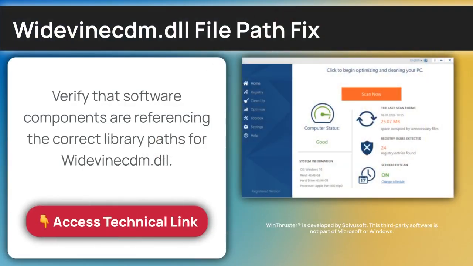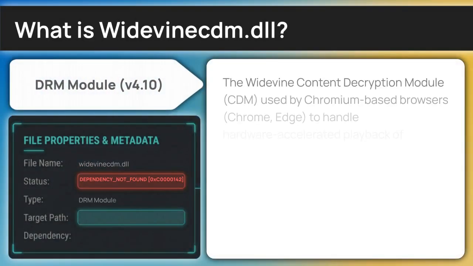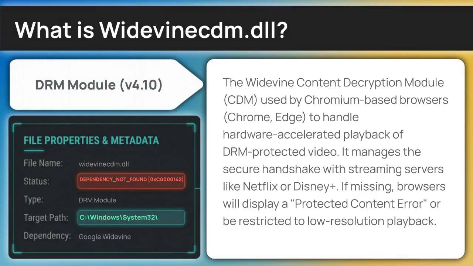This is the Widevine Content Decryption Module. The Widevine Content Decryption Module, CDM, is used by Chromium-based browsers, Chrome and Edge, to handle hardware-accelerated playback of DRM-protected video. It manages the secure handshake with streaming servers like Netflix or Disney+. If missing, browsers will display a protected content error or be restricted to low-resolution playback.